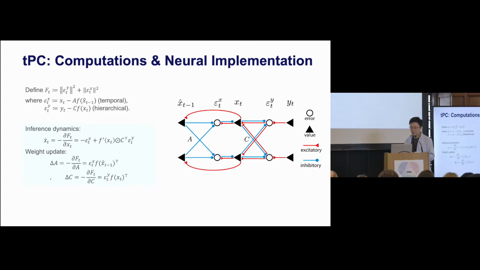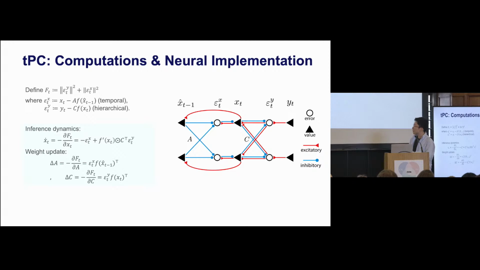And following the same kind of idea, we can also introduce those hidden error neurons, which are the epsilon x, which will receive excitatory input from its corresponding value neurons in the hidden layer, as well as those temporal predictions from this special set of value neurons, which we call x hat t minus 1. So similarly, the inferential dynamics, which is this x t dot, can also be implemented in this neural circuit using those excitatory inhibitory input, as well as the error neurons.